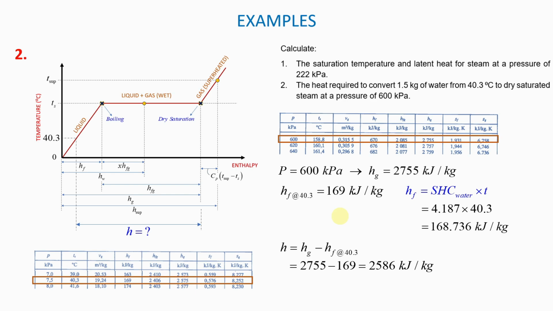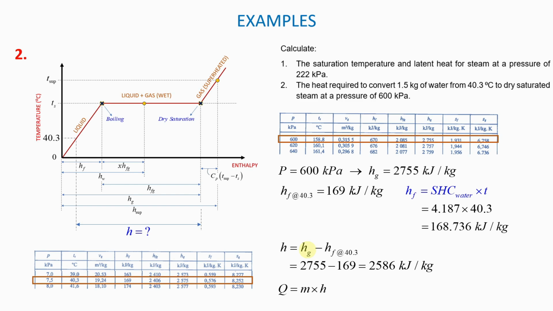So the heat that we need to take this water, which is at 40.3 degrees, to dry saturation is actually 2,586 kilojoules per kg, okay? That is the specific enthalpy, or the specific heat, if you want, okay? That is the specific heat. But now, since we are given a mass of water of 1.5 kg, you will remember that specific enthalpy is specific heat. It's heat per kg, okay?